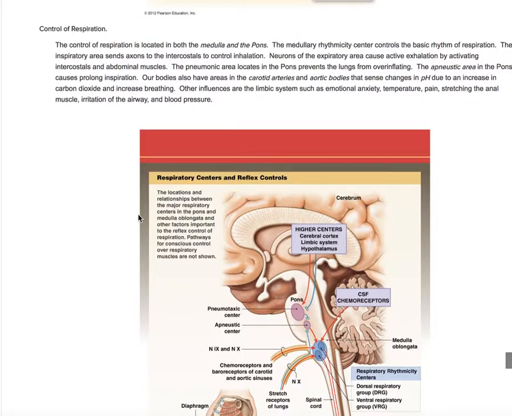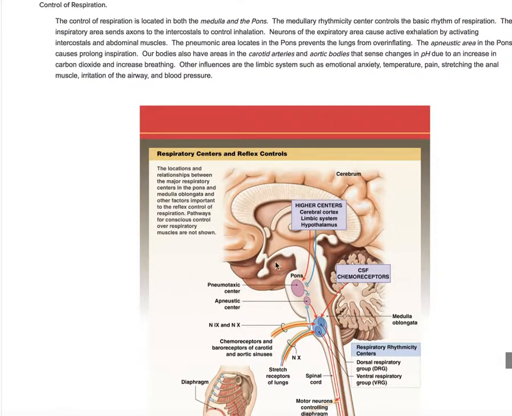The control of respiration is located in our brainstem region and pons. The pons has the pneumotaxic center. So you can actually control some of your breathing. If you are a little anxious, you might notice that you breathe a little more, or if you're upset. Or if you're relaxed, you'll notice easier breathing. And sometimes if you're upset, if you just take a few deep breaths, that will help calm you down.